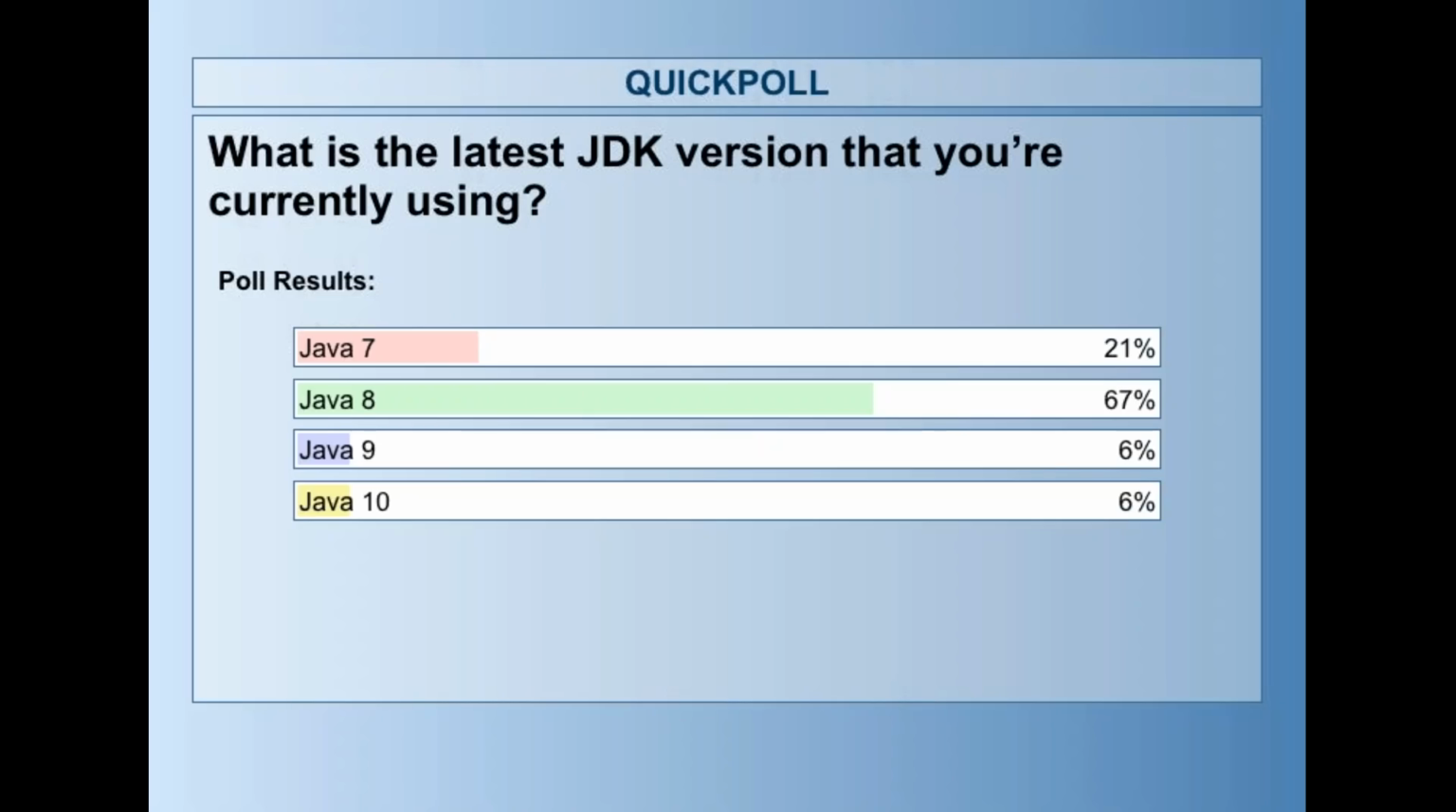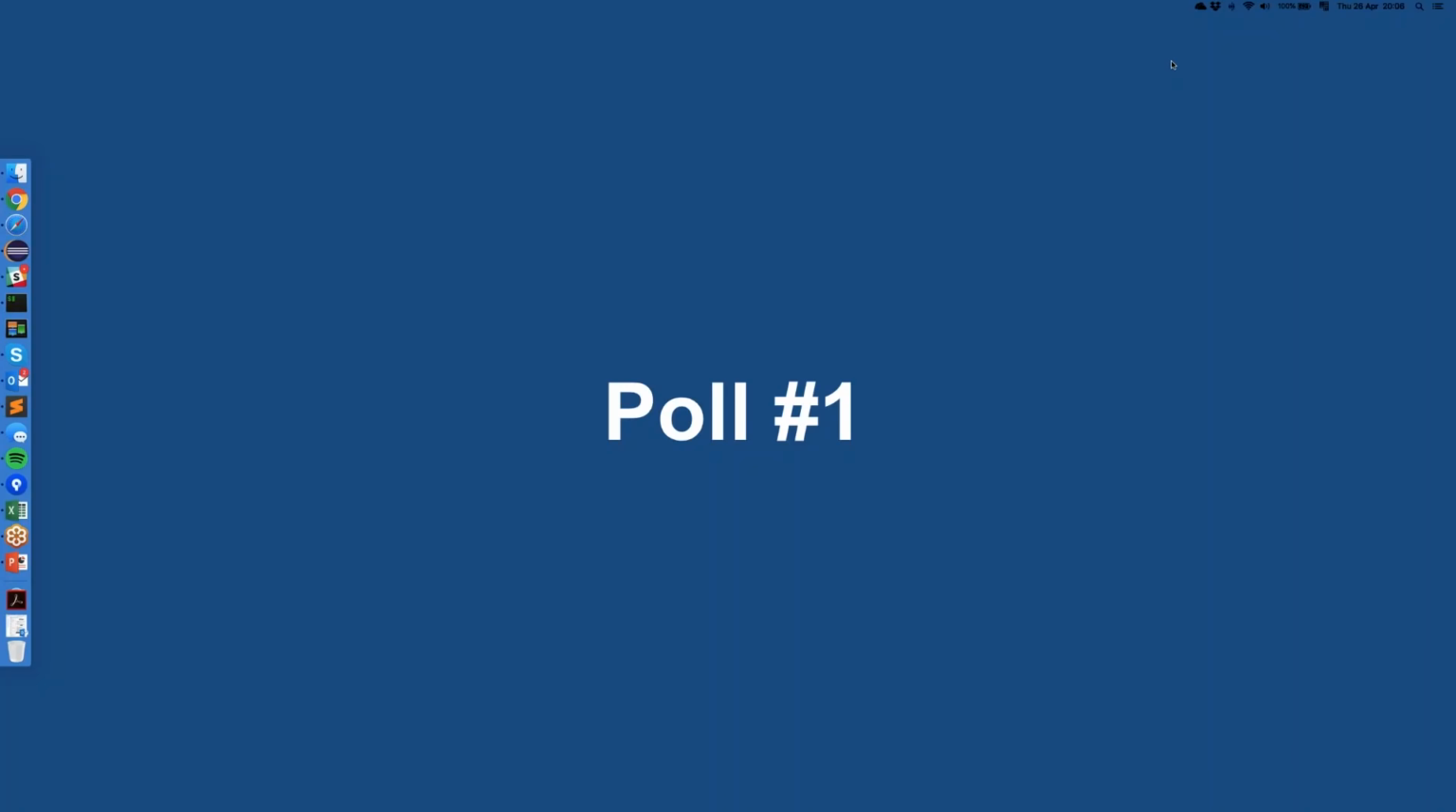So we can see that one fifth is on Java 7, and actually only 10% is on Java 9 and 10, and the rest is Java 8. So about two thirds is on Java 8, which is kind of what I expected. Rod, what was your expectation here?